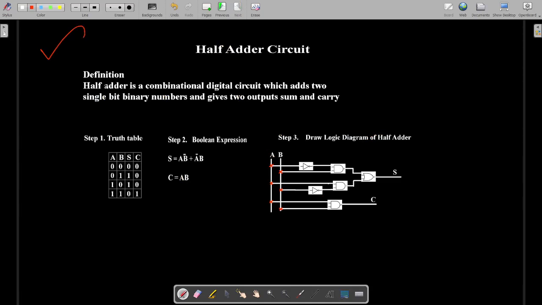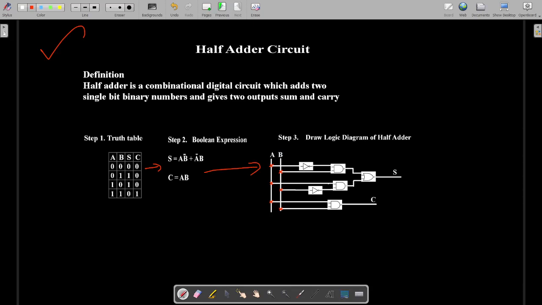So what is half adder circuit? The definition you have to give, then the truth table, then the second step, Boolean expression, which is derived from this truth table. From the Boolean expression, you can write this logic diagram. Okay, so this is how we do it.